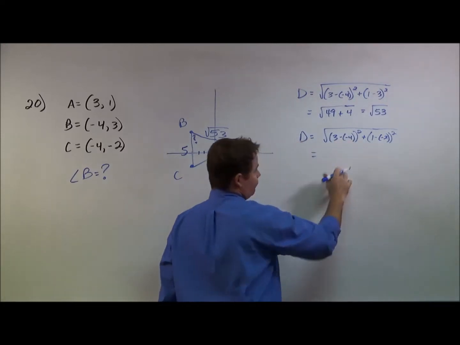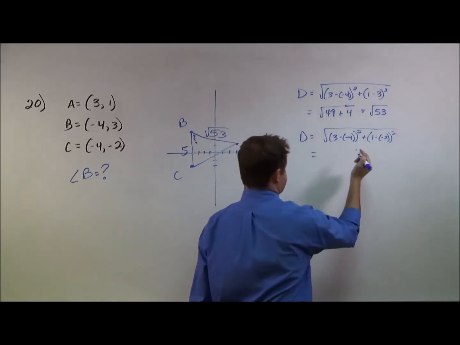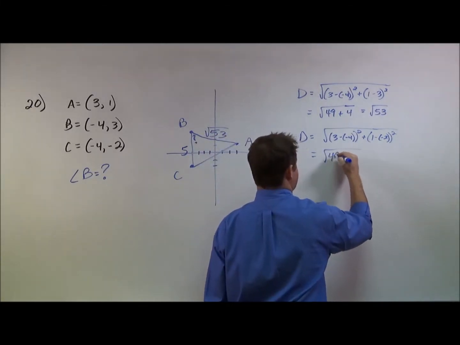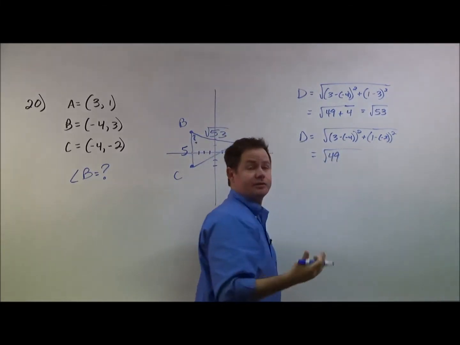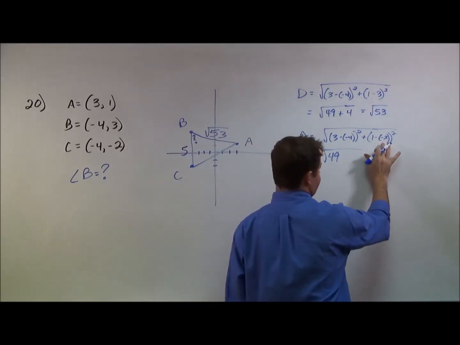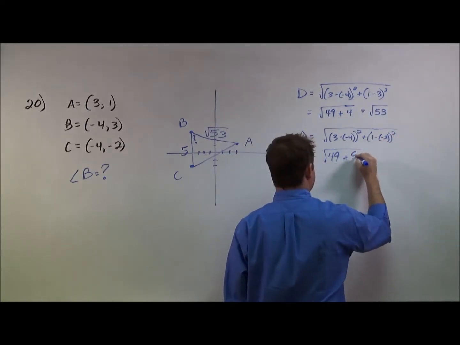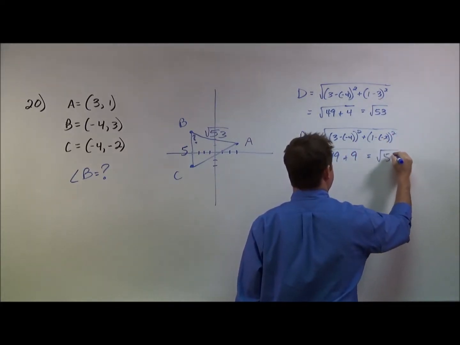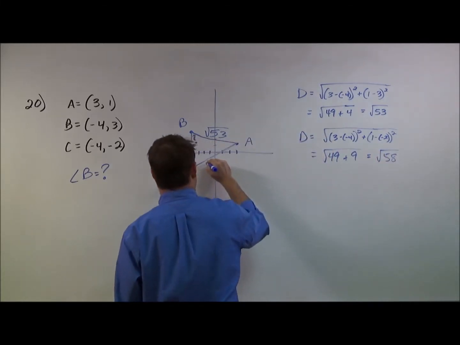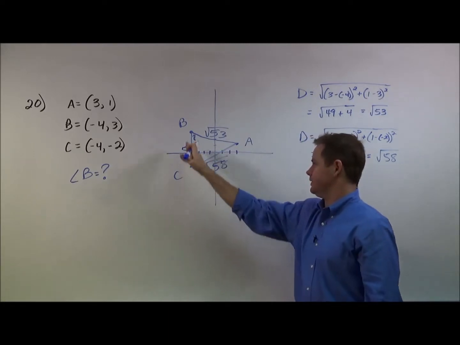This 3 minus negative 4, as we said previously, it's the same as saying 3 plus 4, which is 7, and 7 squared is 49. Here, 1 minus a negative 2 is the same as saying 1 plus 2. Make sure you're careful about that with the negatives. Minus a negative is plus. So that would be 3 squared is 9, and this will simplify to the square root of 58. So we can put square root of 58 as our value for side AC.